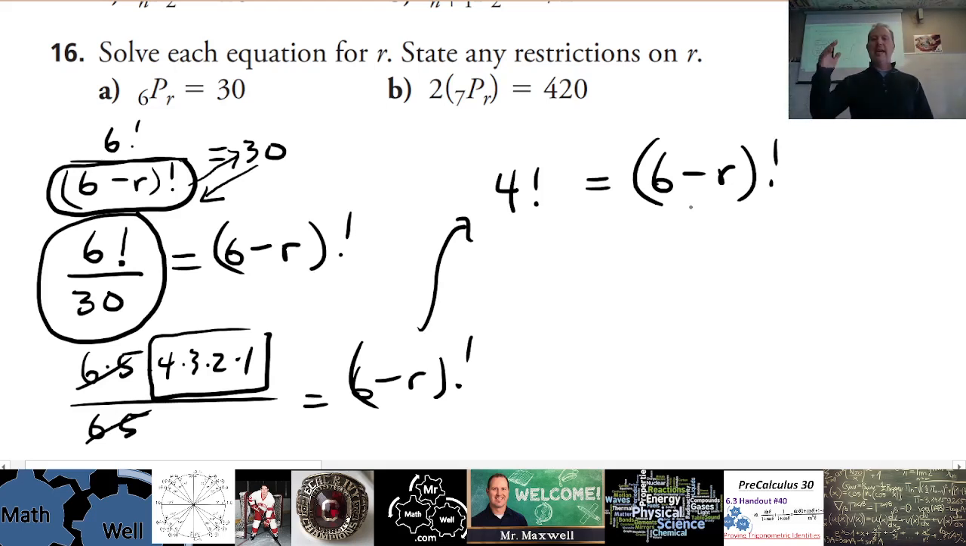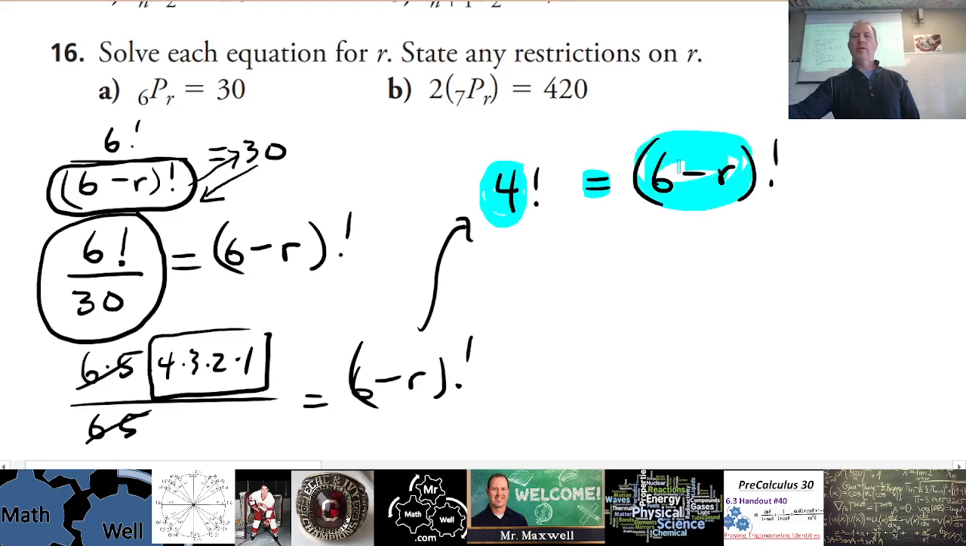Now your eyes should be lighting up and you should be going, oh, hey, if I have an equation, the corresponding parts of an equation would have to be equal. And the corresponding parts would be 4 factorial has to equal 6 minus r factorial, or 4 must equal 6 minus r. Do you see that? So in order for this to be equal, r has to be 2. Just carrying that one step further, you would see that 4 must equal 6 minus r, and r is 2.